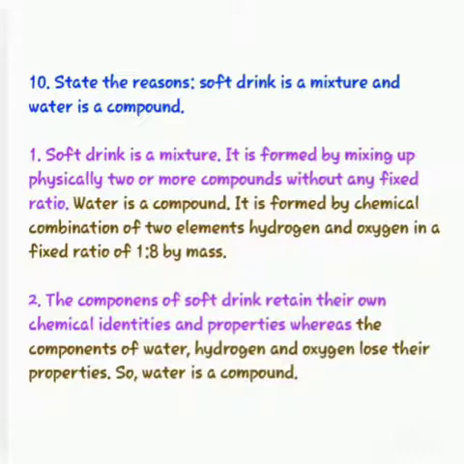While water is a compound, it is formed by chemical combination of two elements, hydrogen and oxygen, in a fixed ratio of 1:8 by mass. So chemical combination and a fixed ratio are the indication that water is a compound. And the second reason is that the components of a soft drink retain their own properties, whereas the components of water, hydrogen and oxygen, lose their properties. So water is a compound.